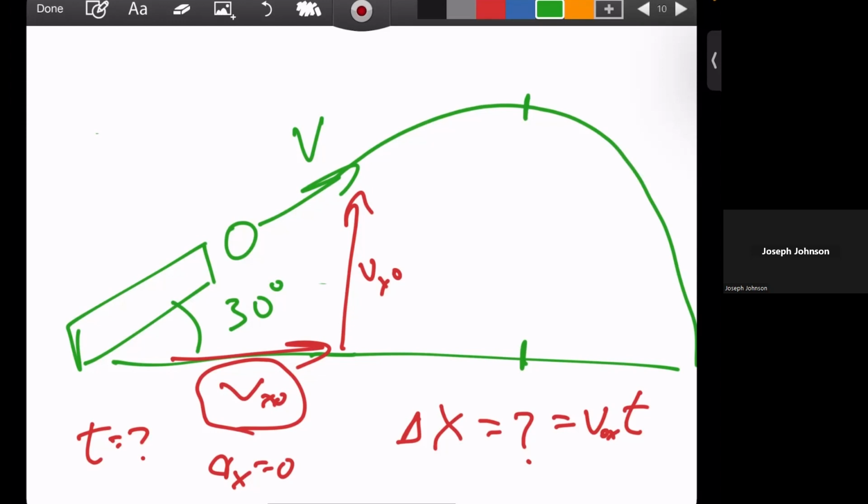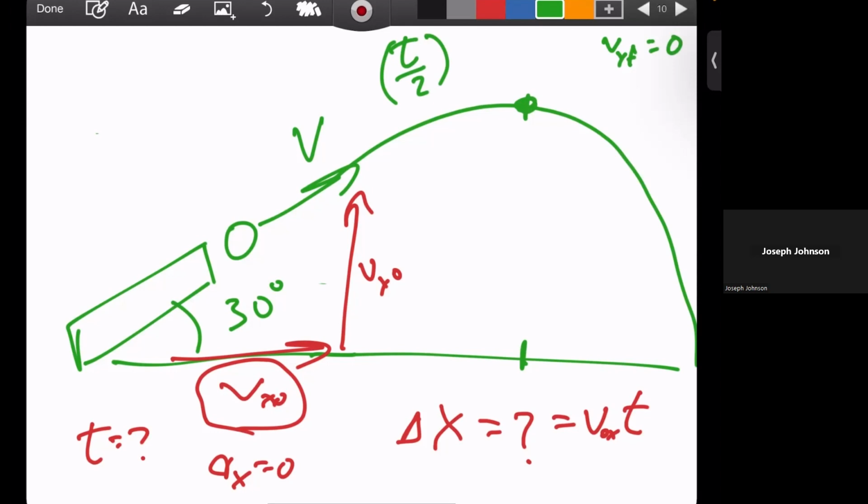We're using symmetry to our benefit. In the y direction, v y final when it gets to the top is going to equal 0, because it's going to be on its way up and coming down. It's going to take, we'll call it t over 2. That's how long it's going to take to get to the top. It's going to take as much time to get to the top as it takes to get back down to the bottom.